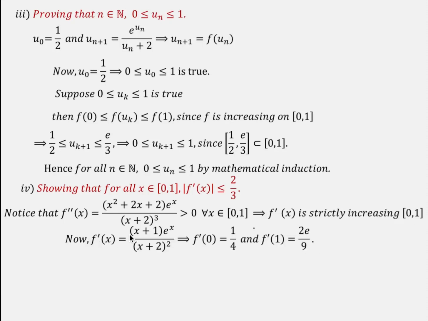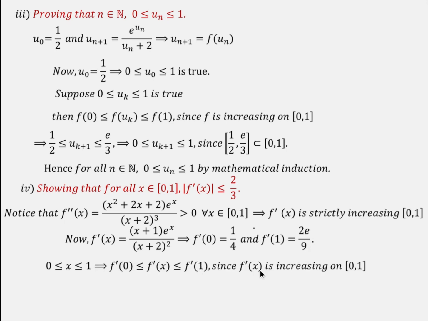f prime of x being (x plus 1) all over (x plus 2) all squared times e to the x, we need to find f prime of 0 and f prime of 1 to proceed. So when you substitute 0 in f prime of x, you get f prime of 0 as 1 over 4, and f prime of 1 would lead to 2e over 9.